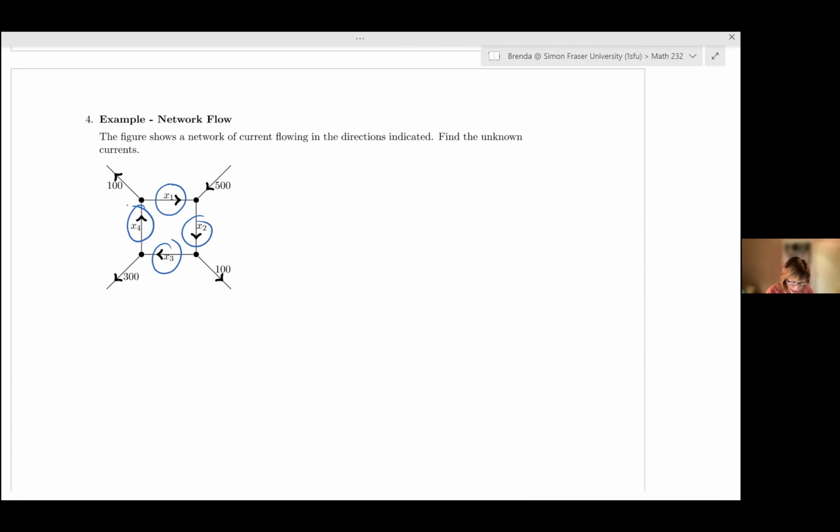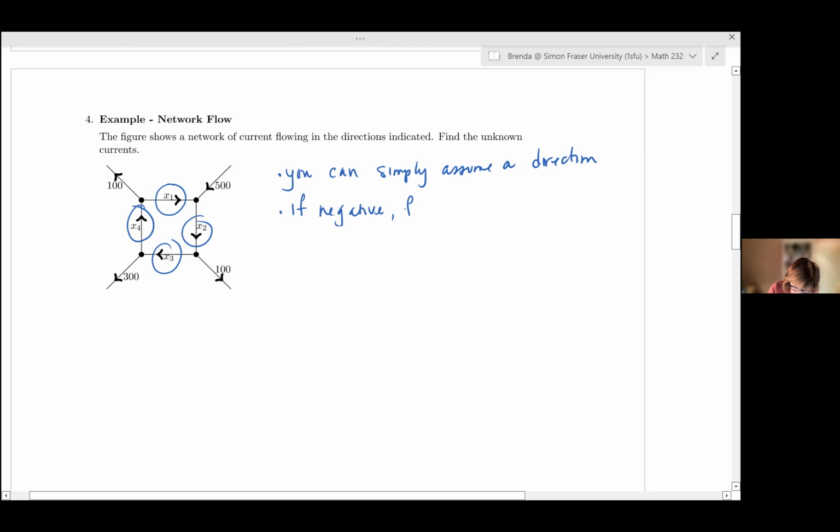So there are unknown flows, and we can assume a direction. Why? If you have an unknown flow, you can simply assume a direction. That is because if after you solve the problem the unknown flow comes out to be negative, you realize it's actually in the other direction. The mathematics will sort itself out and tell you whether your assumed direction was incorrect, at which point you just change it to the opposite direction. So if negative, flow is in the other direction.